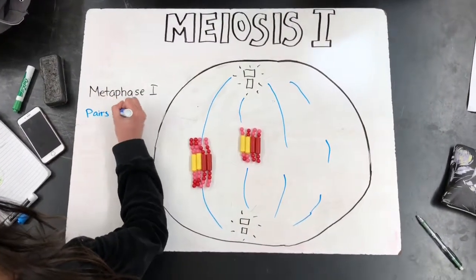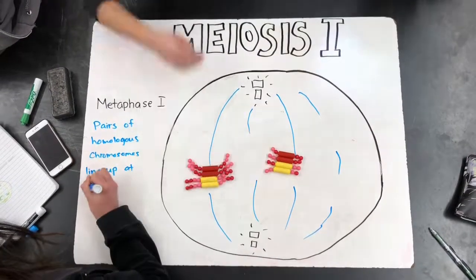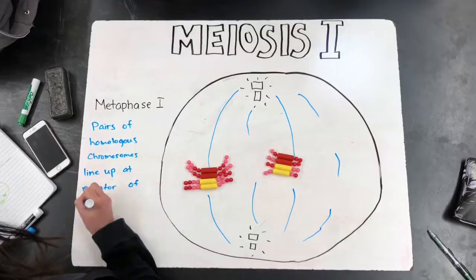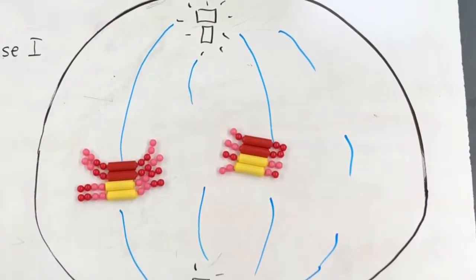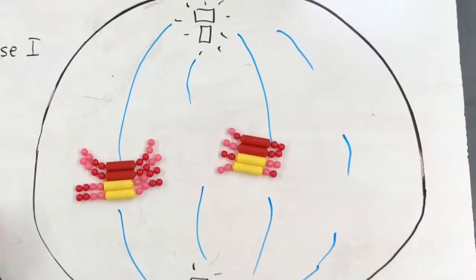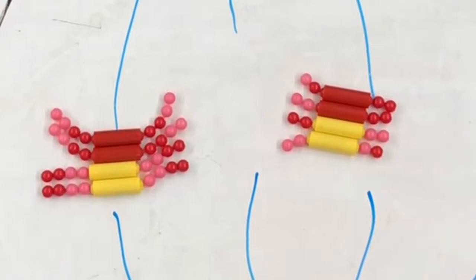Metaphase 1. During metaphase 1, tetrads, pairs of homologous chromosomes, line up at the equator of the cell. Spindle fibers from one pole attach to the centromere of one chromosome, while fibers from the opposite pole attach to the other chromosome of the pair.